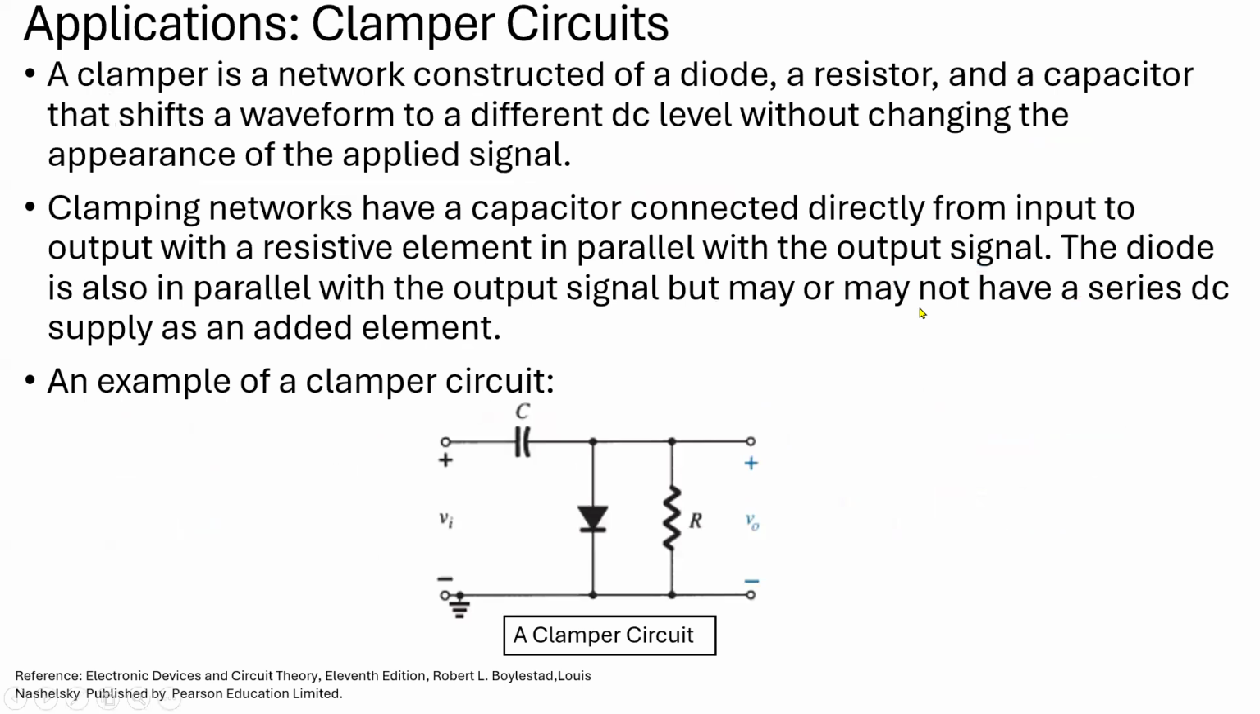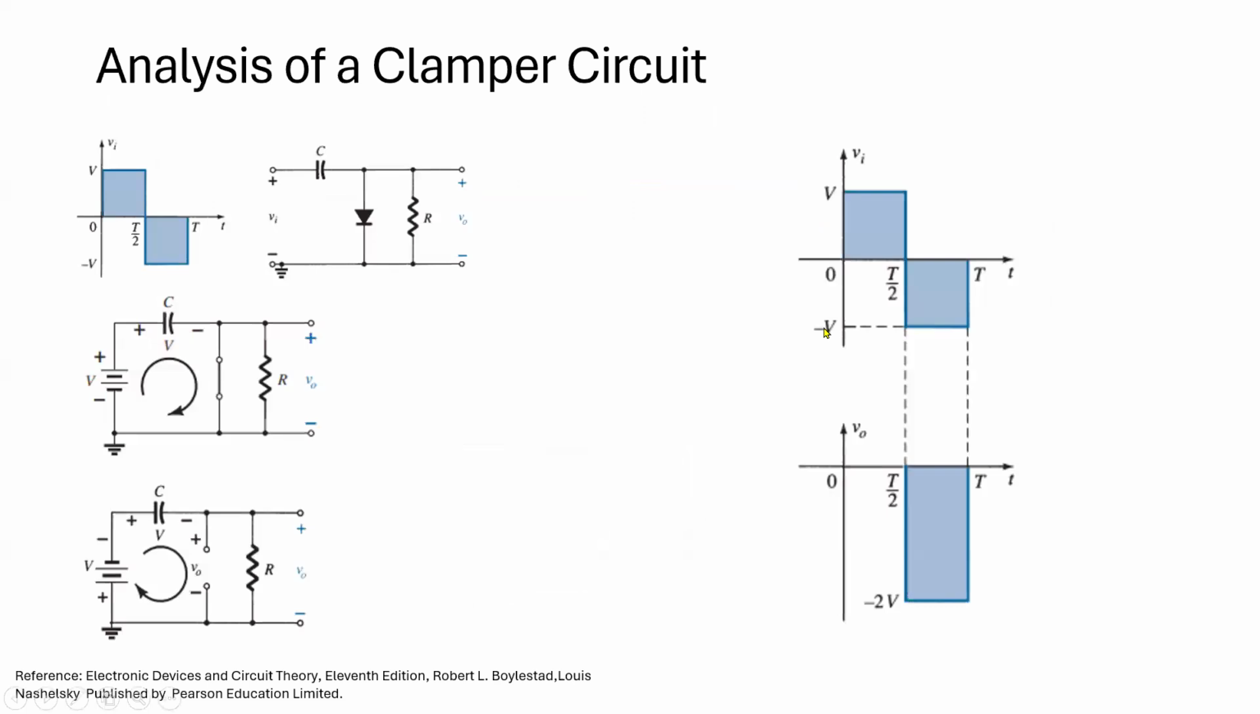Now a clamper circuit actually shifts the DC level of a signal. It is important to note that a clamper circuit must have a capacitor connected with the input. So this is the figure of the circuit. The functionality of the circuit is basically dependent on the capacitor-resistor transients. In the positive half cycle, or from 0 to T by 2, the capacitor gets charged to V, shorting the output to 0. So we can see that.